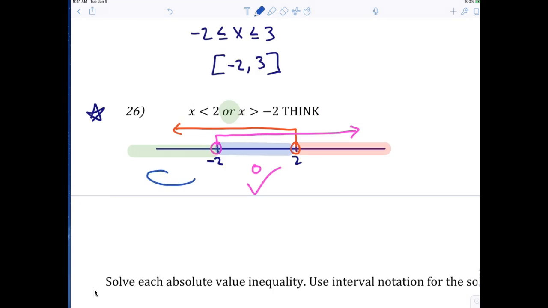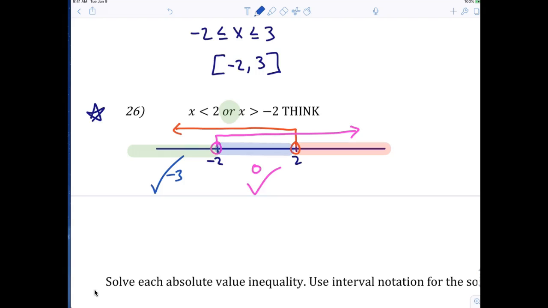All right, so now I'm going to pick a number over in this region over here. What number could I pick in this region? -3. Thank you. That's exactly correct. So I'm going to try -3. Is -3 less than 2? So does that work? Yes, that works. I don't even have to check the other one because it is an or statement.